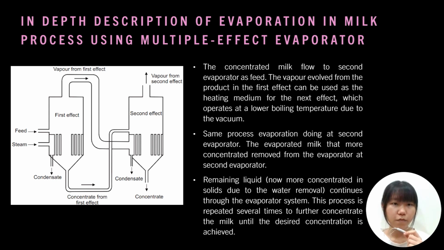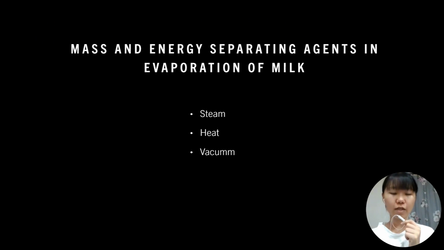Concentrated milk from the first evaporator will go through a second evaporation to remove the water that has not been removed from the first evaporator and increase the concentration. Then the product will be produced at the bottom. Vapor will condense as water. The water from the milk will evaporate as vapor, then flow to the top. The mass and energy separating agents in the evaporation of milk include steam, heat, and vacuum.